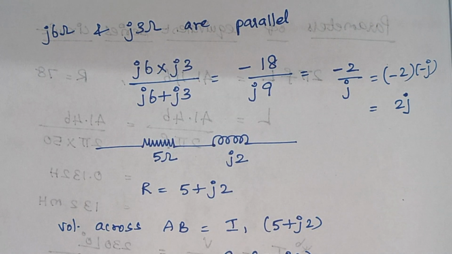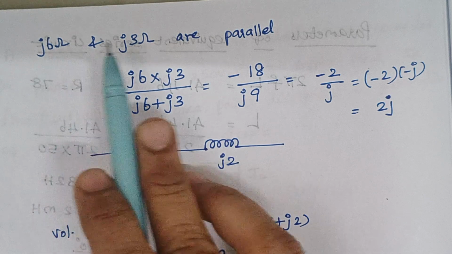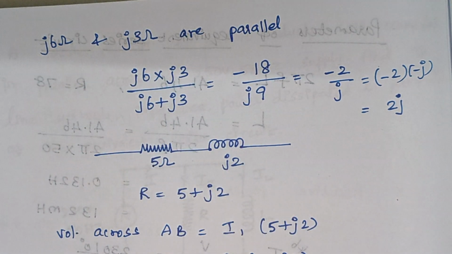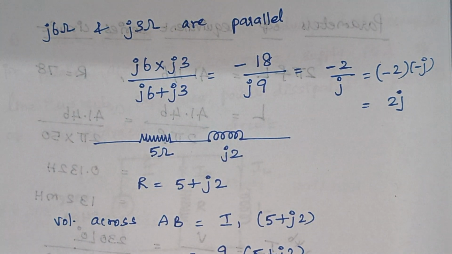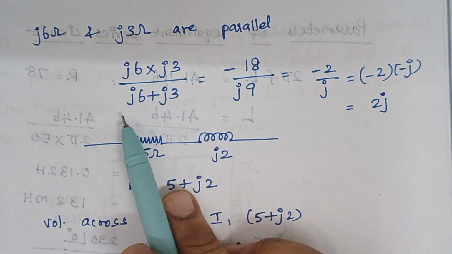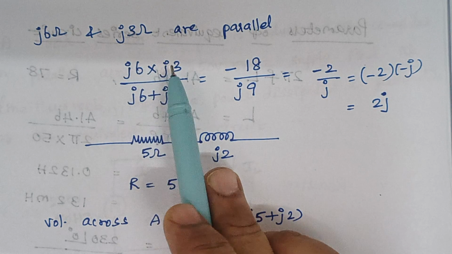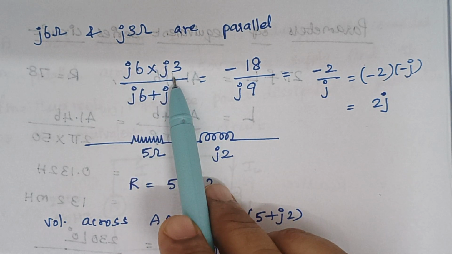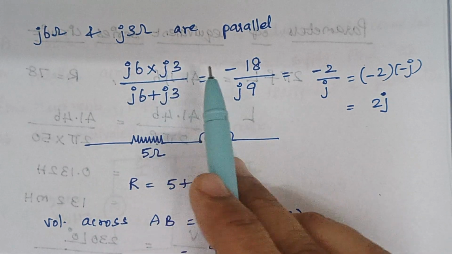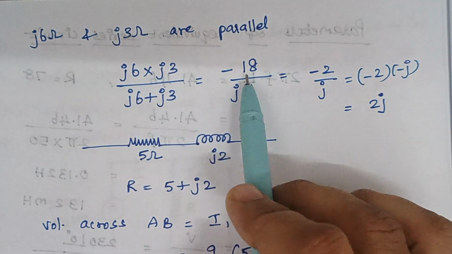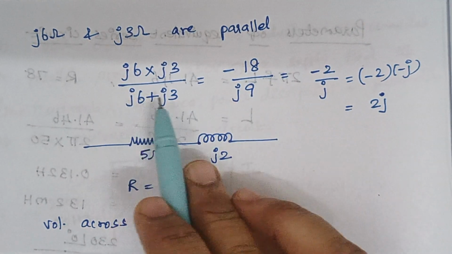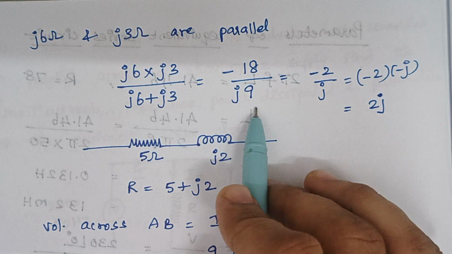So from the diagram, you see that j6 and j3 are parallel. So how to calculate the total equivalent value? Z1 into Z2 divided by Z1 plus Z2, right? So just calculate here, minus j into minus j, that is j into j is equal to minus 1. Therefore, minus 18 here. Here we have added, so j9, right?